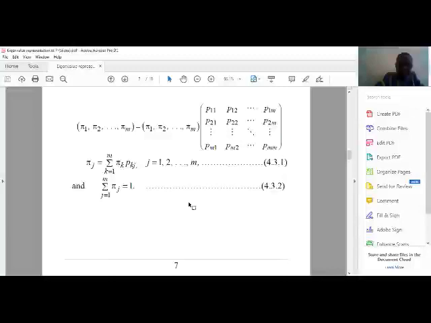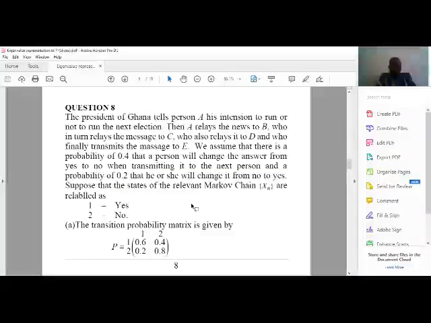So first, let's look at an example. This example is question 8. Go to question 8 in the handout I gave you. Have you seen question 8? Yes, please. Okay, that's great. Very interesting question. Jeffrey, can you read it for me?